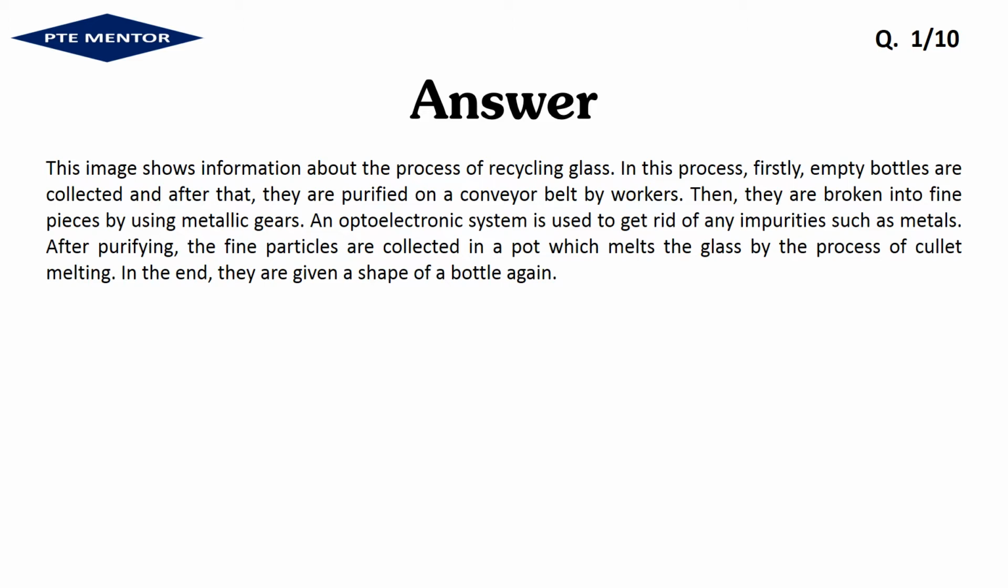This image shows information about the process of recycling glass. In this process, firstly, empty bottles are collected, and after that, they are purified on a conveyor belt by workers. Then, they are broken into fine pieces by using metallic gears. An optoelectronic system is used to get rid of any impurities such as metals.